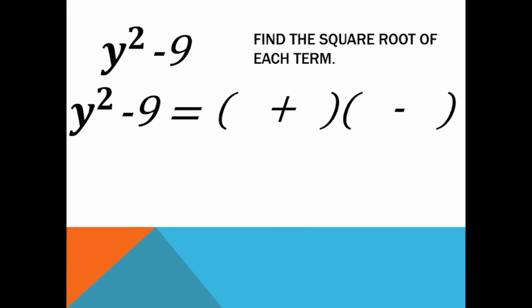Now, to get the answer here, all we have to do is find the square root of each term. Now, let's start with y squared. What is the square root of y squared? The answer is y. And what is the square root of 9? The answer is 3. Now, we have the factored form of y squared minus 9.